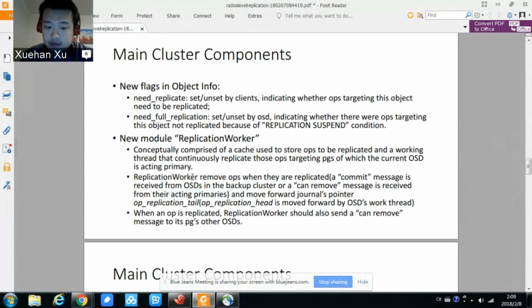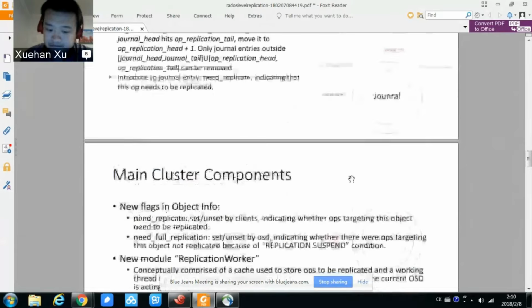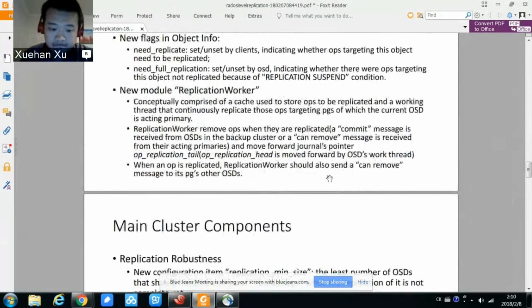By removing ops, the replication worker can move forward the journal's pointer, which is OP replication tail. And also, when an op is replicated, the replication worker should also send a can remove message to replica OSDs of the targeting PG.